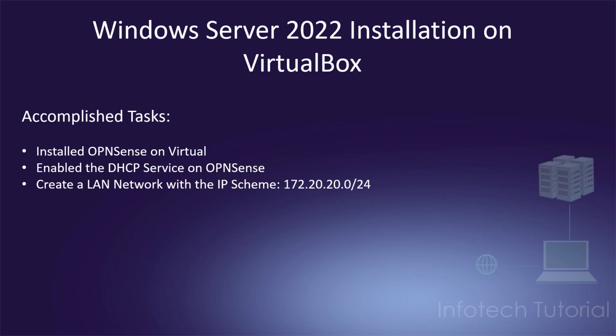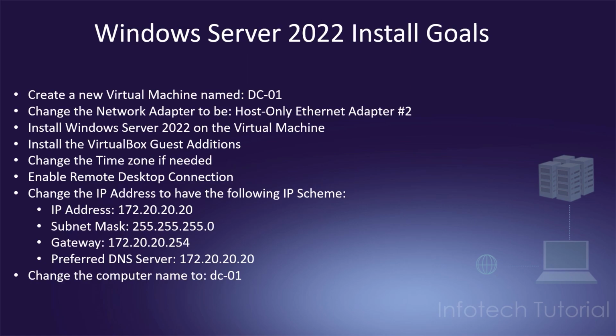Our last task for the VirtualBox series of videos will be to install Windows Server 2022. And here are the tasks that I would like us to accomplish. First, we're going to create a virtual machine and we'll name it DC-01. We will change the network adapter to be host only Ethernet adapter number 2.